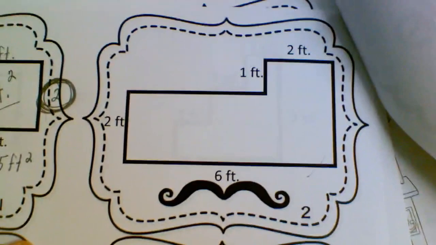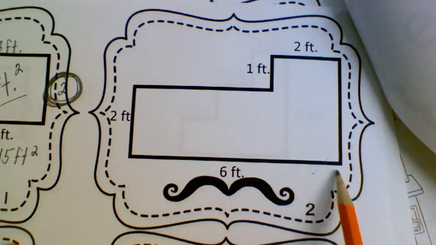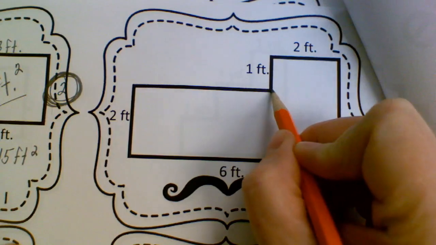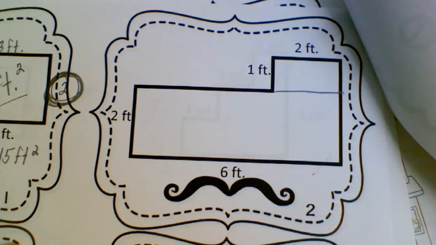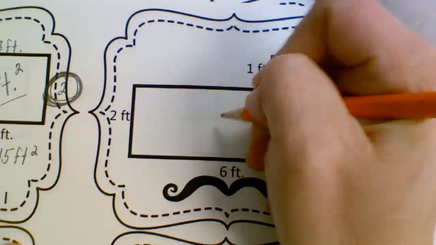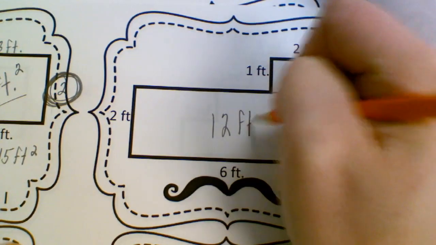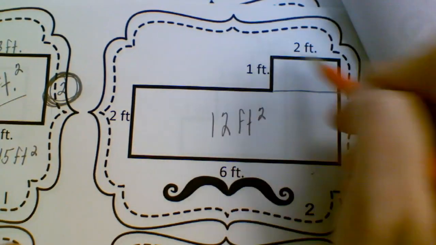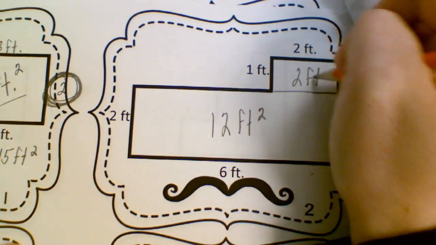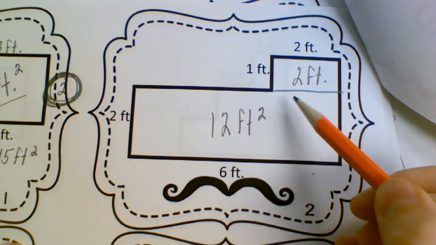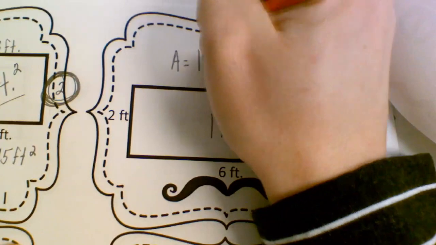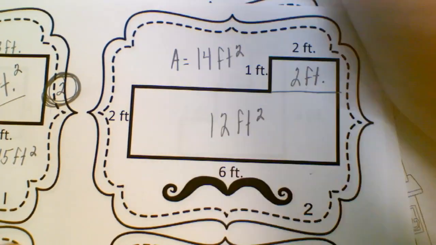Let's take a look at this. Okay, so this entire measurement is 6. This is 2. Oh, so look at this. We don't even have to be a good detective on this one, boys and girls. It's a 2 by 6. Okay, so 2 times 6 is 12 square feet. This is a 2 by 1, so 1 times 2 is 2. That one was much easier. So for the total area, we'll put A equals 12 plus 2, 14 square feet.